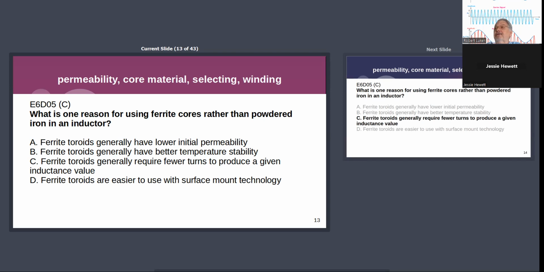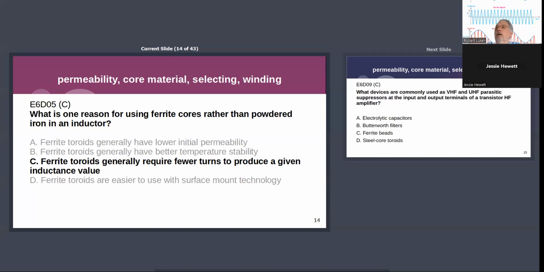So what's another reason to use ferrite cores rather than powdered iron? Fewer turns. Is that true? Yes. It has higher permeability for the same volume.